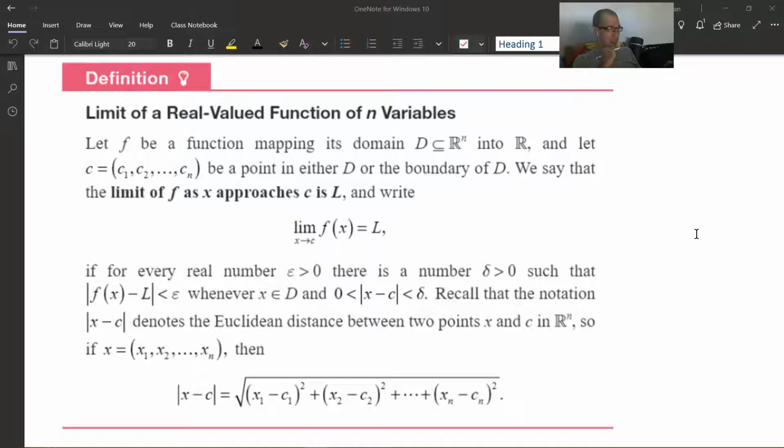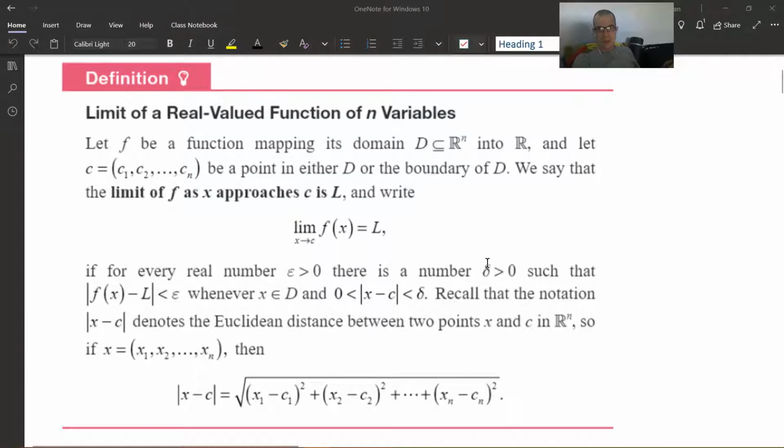To remind you, now we are looking at functions that take in multiple variables as inputs, and we are spitting out one variable as an output. For the vast majority of the time in this class, our Rn is going to be R3. We're going to be working in three-dimensional space where we are mapping x and y values in the domain onto z values in the range.